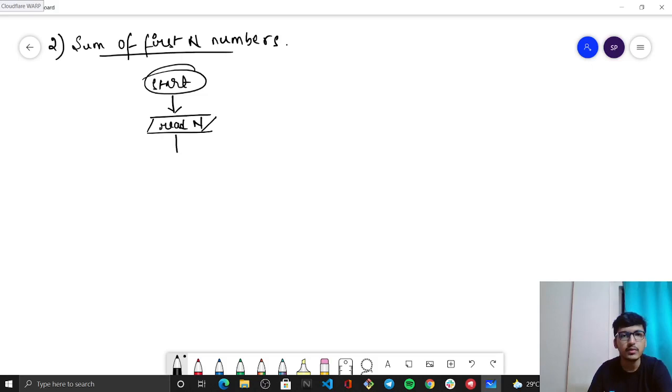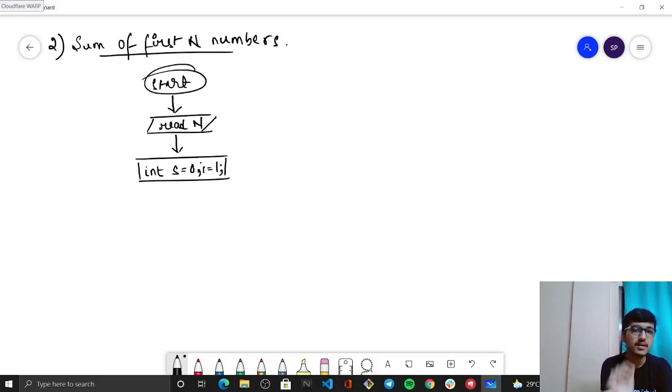Next thing that we have to do is that int s equals to 0 and I equals to 1. Now as I told you in the second video of flowchart, this I is actually the starting number of the range. Since we are dealing with a range here, since this 1 till n is a range of numbers, I is the starting index.